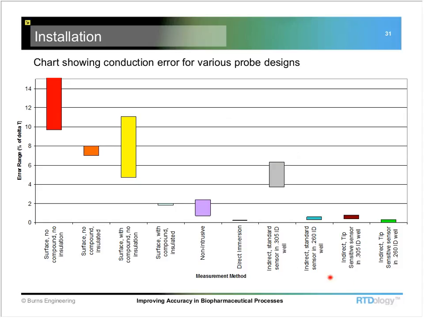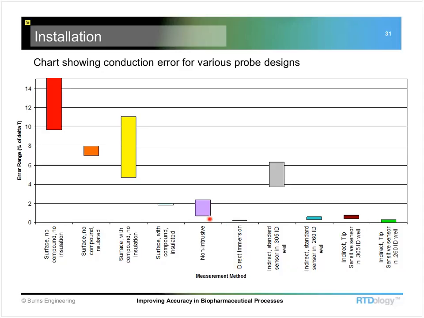The next, and these are almost identical here, is just a standard RTD in a well. Just a slight difference in accuracy between those two. Tip sensitive is a little better. It's got a little faster response, and of course the direct immersion sensor right here does a very good job.